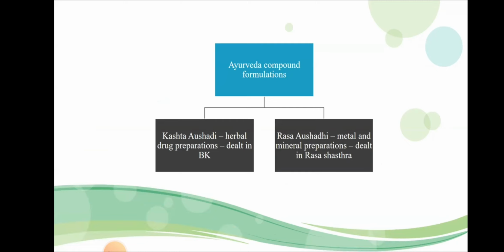In Ayurveda, the compound formulations are divided into two. That is Kashta Aushadhi and Rasa Aushadhi. The Kashta Aushadhis are predominantly plant drug preparations, which are dealt with in Bhaishya Kalpana. Rasa Aushadhi is predominantly metal and mineral preparations, dealt with in Rasa Shastra.